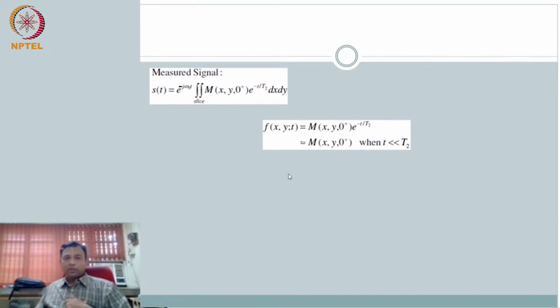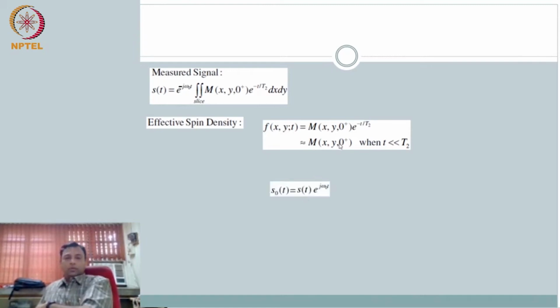But what is important for us is to recognize that this is nothing but your spin density. What is mxy0 plus? In the last equation in the previous slide we showed it is all those constants, and then you have your proton density. So your signal in some sense is related to your effective spin density, whatever you are measuring here, right?